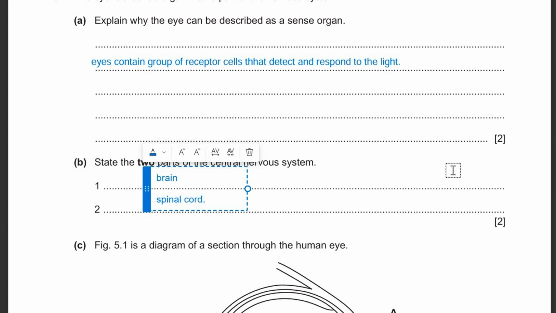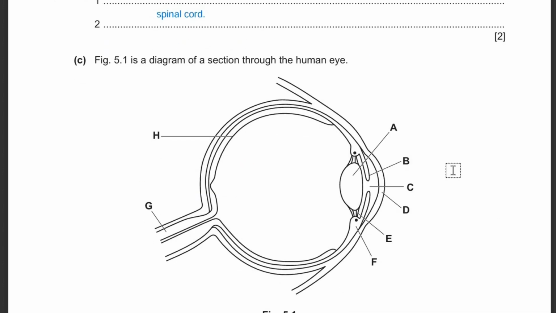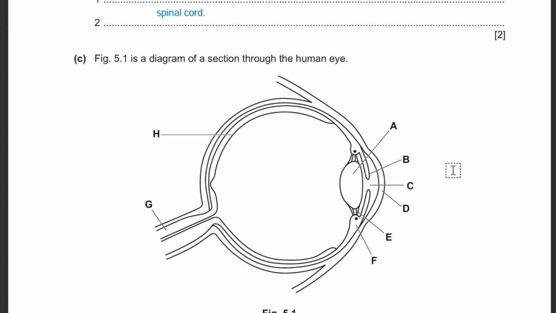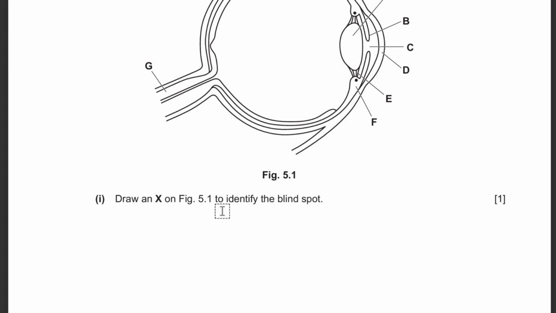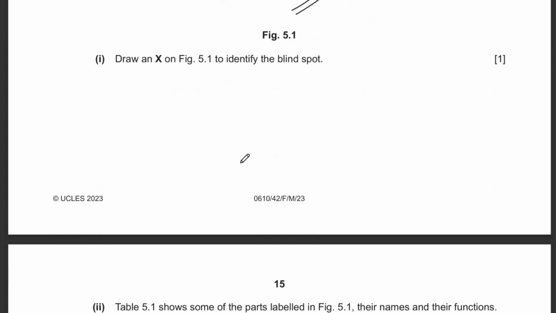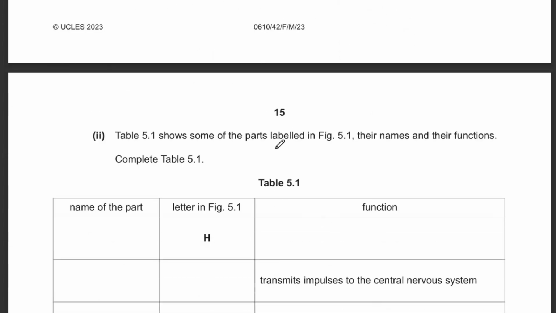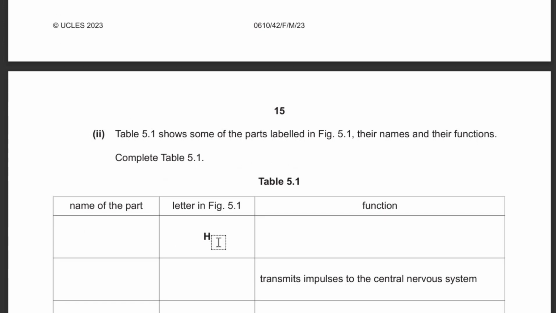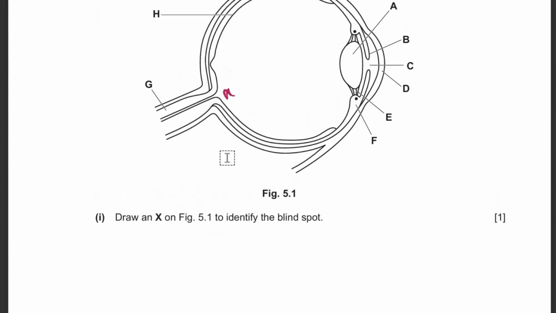Alright. Part C says figure 5.1 is a diagram of a section through a human eye, and draw an X on figure 5.1 to identify the blind spot. The blind spot, that is on the fovea, is present over here. So this is X. Alright, now they're saying table 5.1 shows parts labeled in 5.1, named with their functions. Complete table 5.1. So H, what is H?